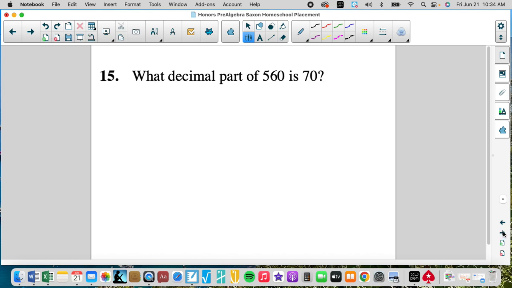Number 15. We are going to say what decimal part of 560 is 70. So we do 70 over 560. Now you can reduce this. You can reduce it by 10 over 10 to get 7 over 56. And then we can reduce that by 7. 7 goes into 7 once. 7 goes into 56 8 times. And then when you get 1/8, you should know that that's equal to 0.125.